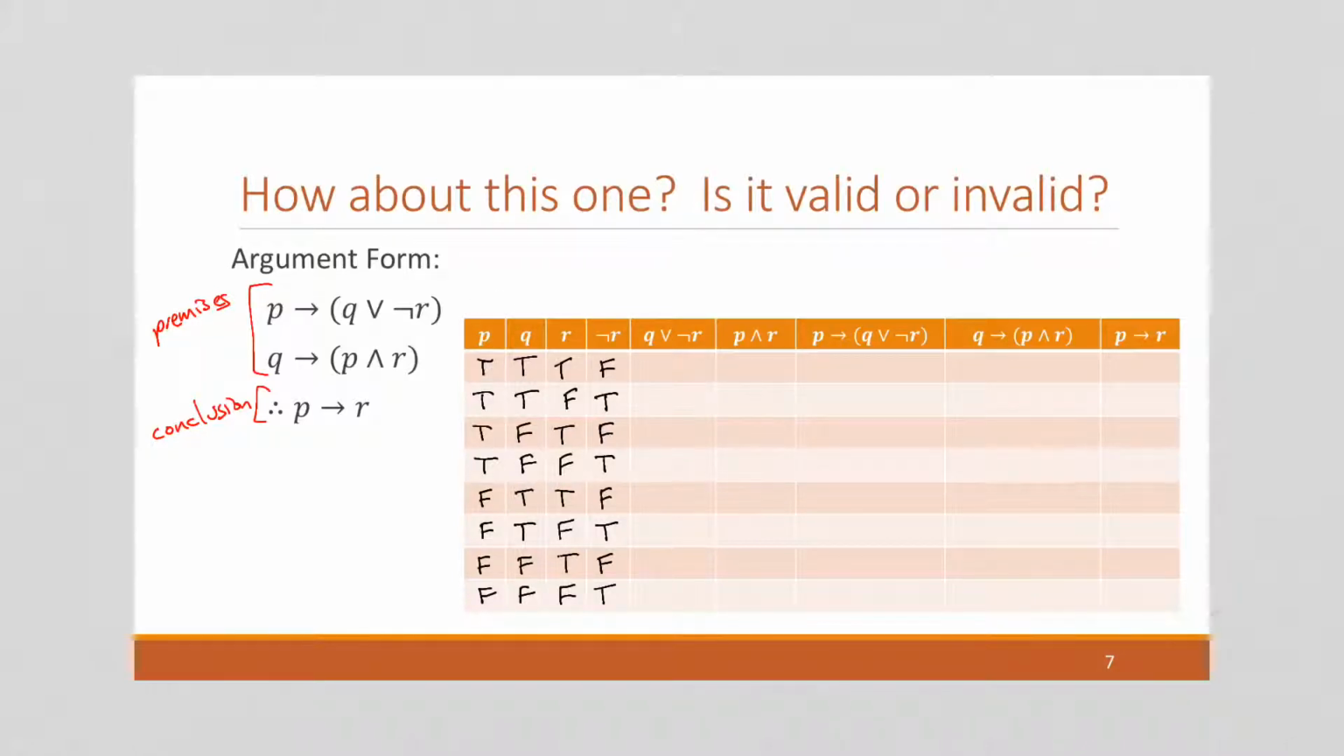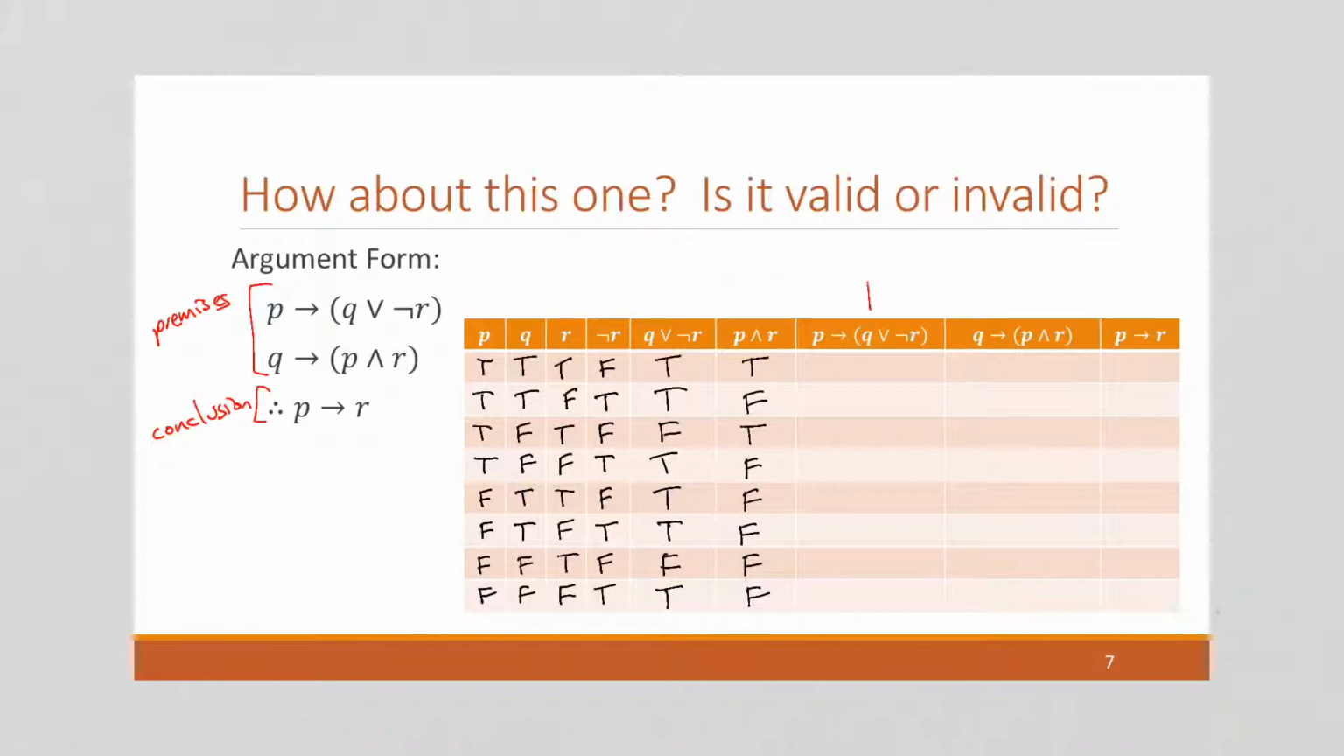I'm going to be looking at this column and this column and ORing them together. So true or false is true, true, false, true. Remember, we have an or, so if either of them are true, our output is true. Okay. And now let's do P and R. So now it's an and, so they both have to be true. Okay.